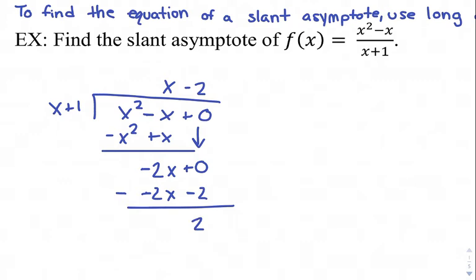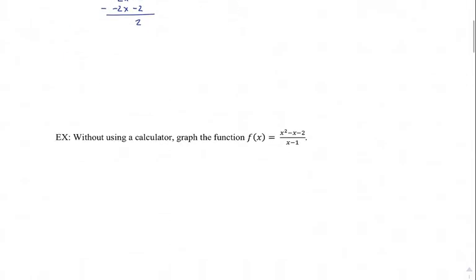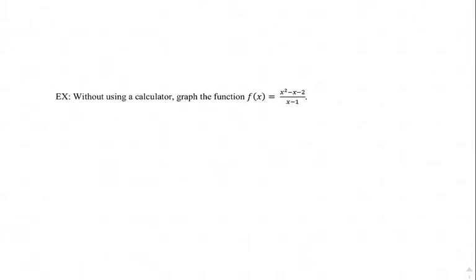So your slant asymptote is this part right here. So I could say y equals x minus 2 is my slant asymptote. And that's all you have to do. So we just divide it, and that is my slant asymptote. So let's try another one where, without a calculator, we're going to sketch this function.